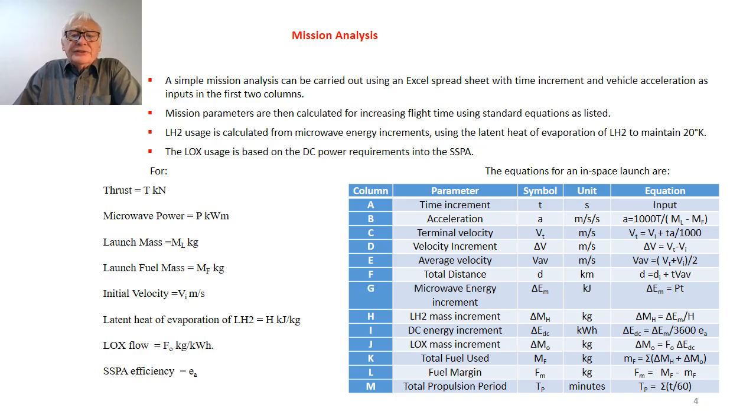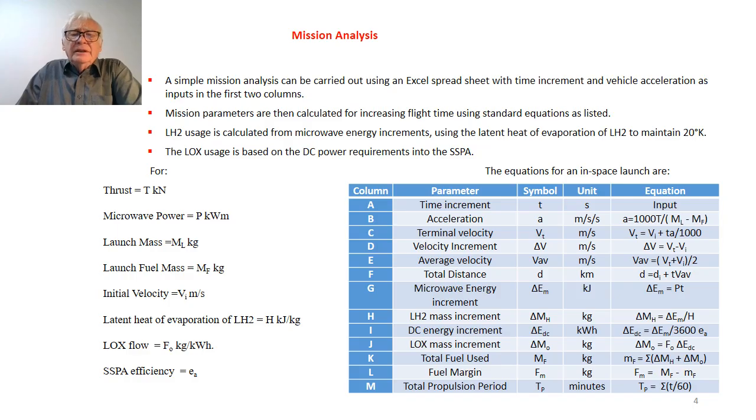So, for instance, in column C, you calculate the terminal velocity at the end of each time increment. You need to calculate the velocity increment in D and the average velocity over that increment. And then you can get the total distance in column F. And as I say, these are all standard equations that any physicist, or mechanical engineer, or even any engineer will be very familiar with.